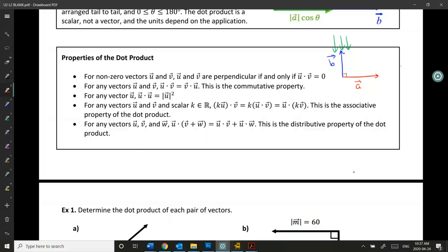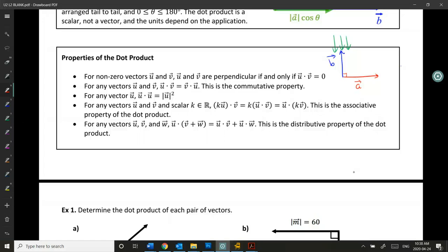There's also a commutative property, which means that it doesn't matter which order I do the dot product in. I can do A dot B or B dot A, or if you want to use U and V, that's fine. And it will give you the same answer. Also, there's a little property that says if I dot a vector with itself, the result will actually be the magnitude of that single vector scaled or squared.